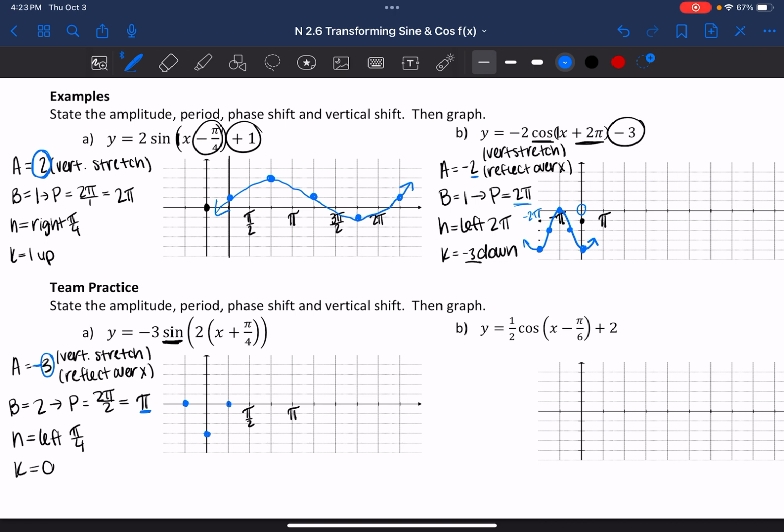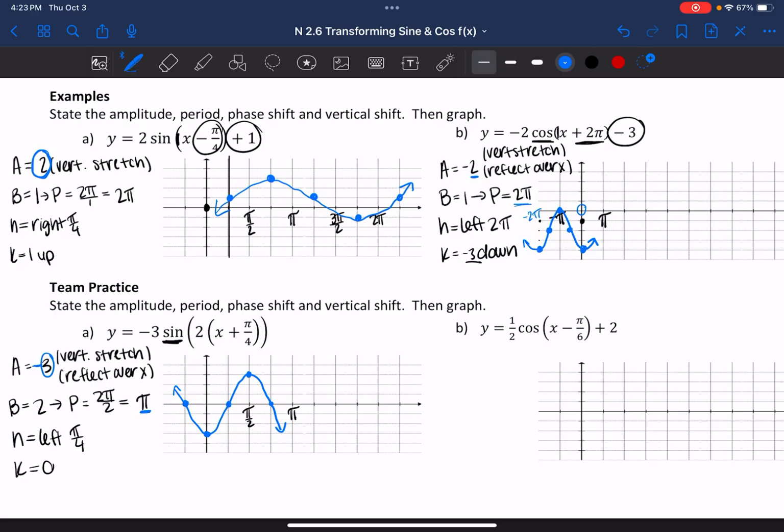I then go back to 0. I then would need my maximum since it's been reflected. Now I have a maximum. Then I'm going to go back to my 0. And there's our full cycle. So it would look something like this. So it's been stretched, it's been shifted left, and it not only has been stretched vertically, but horizontally it's been compressed, so it doesn't reach quite as far.